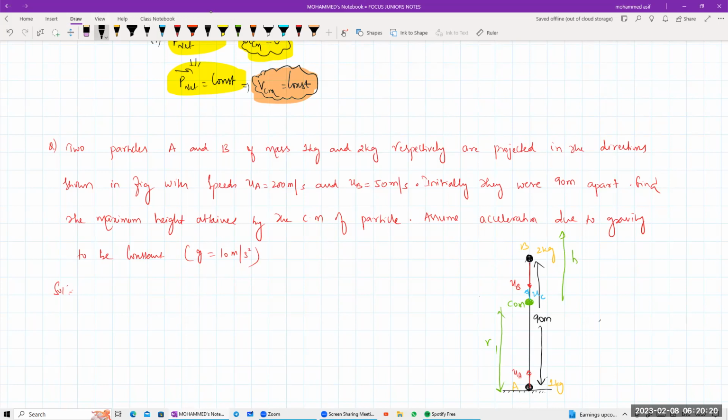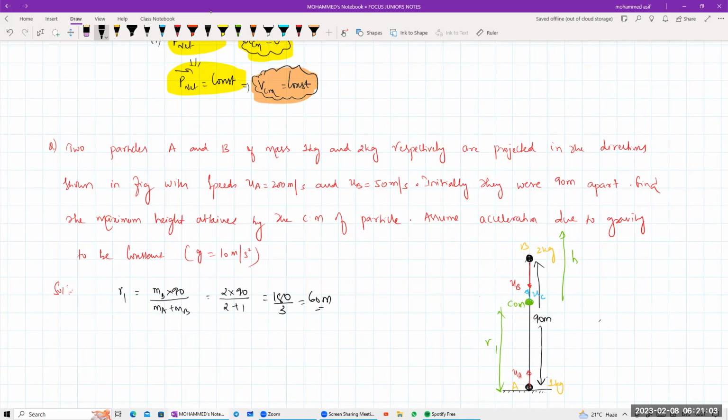Okay. Like say here, if I'm writing R1, initially R1 is equal to mass of B into the distance between them, that is 90, divided by M_A plus M_B. Mass of B is how much, beta? 2 into 90 divided by 2 plus 1. So it will be equal to 180 divided by 3. That means this will be equal to 60 meters. The center of mass is at a distance of 60 meters from the first particle. Done, beta?